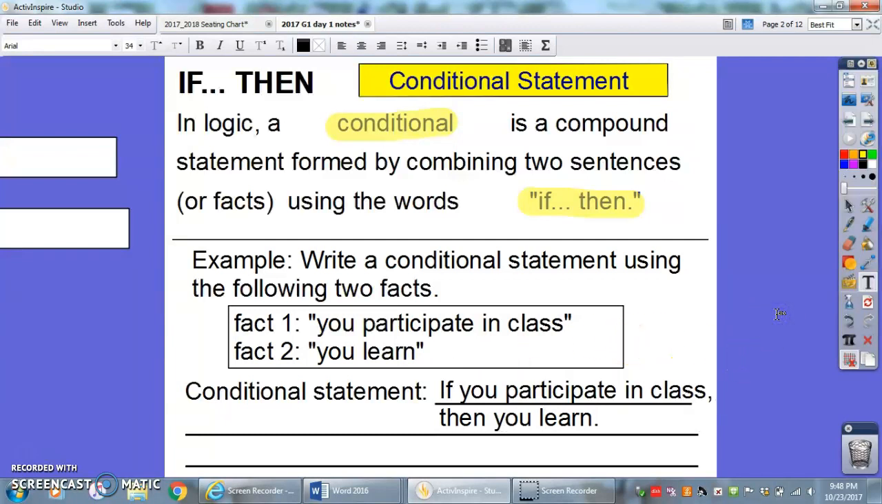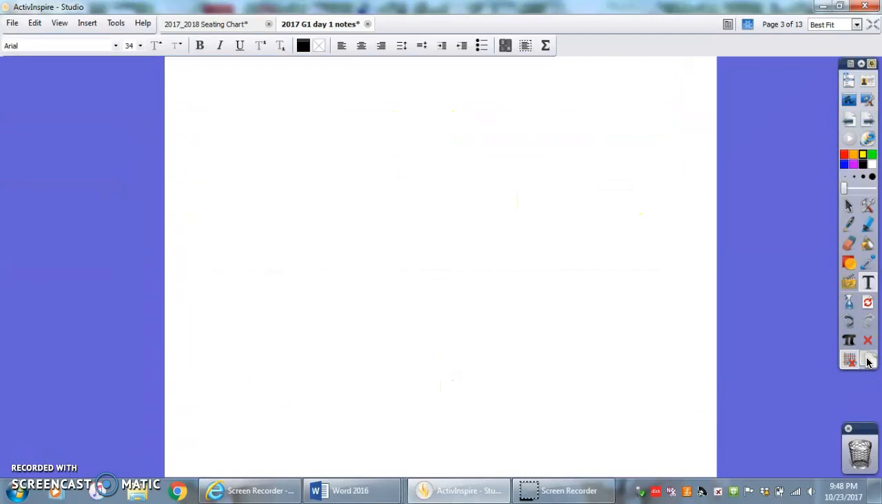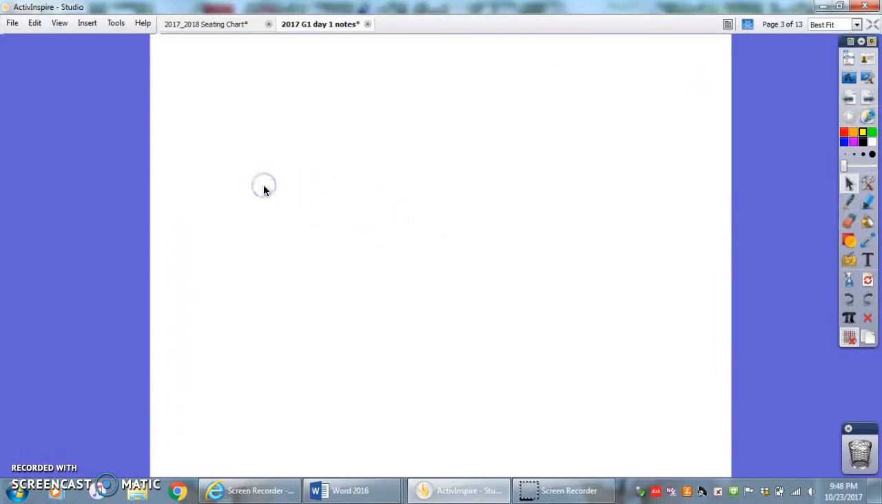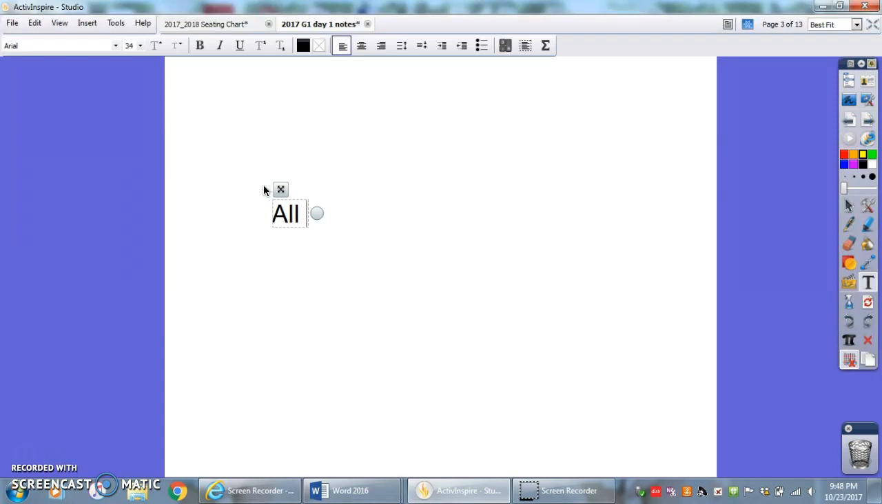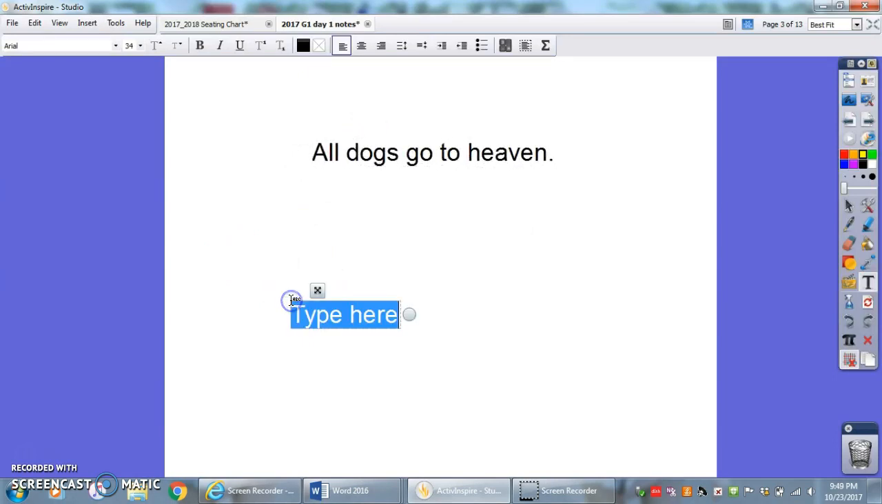That was pretty easy. Sometimes it won't be so easy. However, it should be fairly simple for it to flow onto paper if you were to write a conditional statement. I'm going to give you an example. All dogs go to heaven. That's a movie. If you haven't seen it, it's really cute. So I'm going to try to write a conditional statement. I've got to combine two facts or statements with if and then.